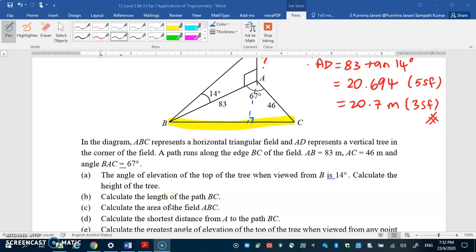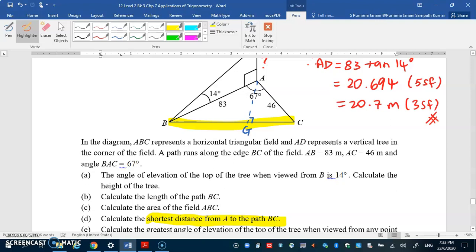Okay, this is where we left off in the previous video. So let's call this point over here G. I basically want to find AG, which is the perpendicular distance, right? That will give me the shortest distance from A to the path BC. Okay, so how do I do that?